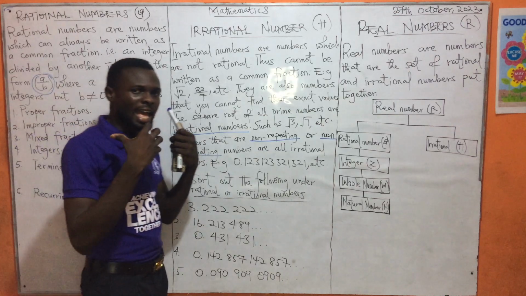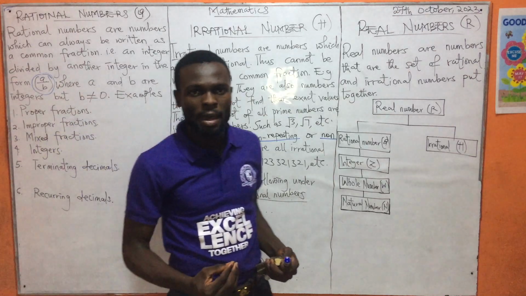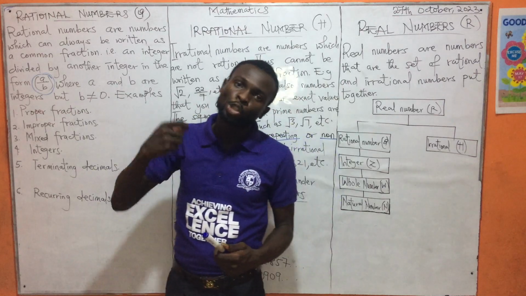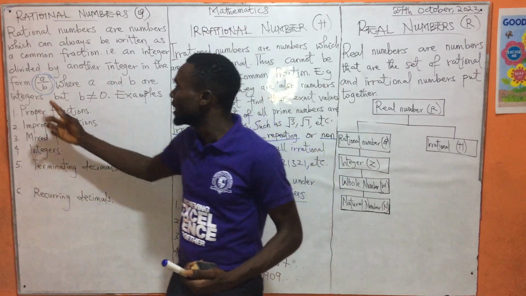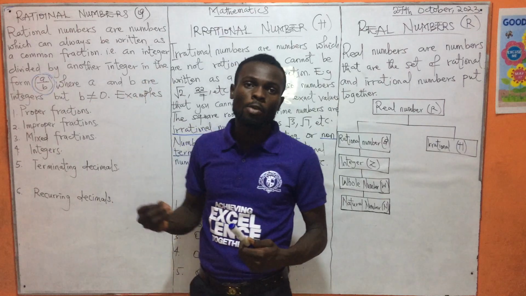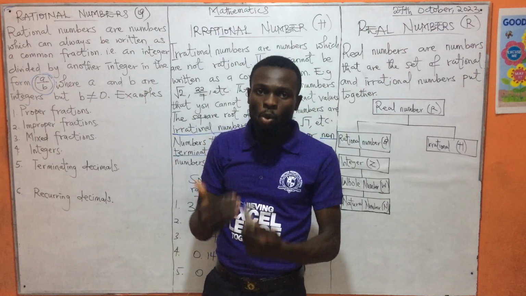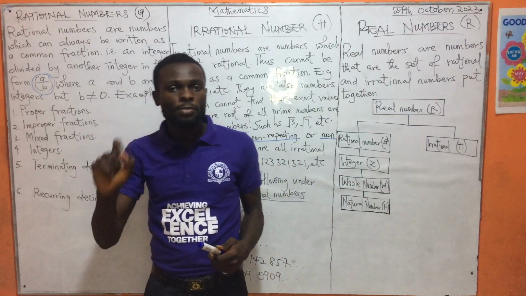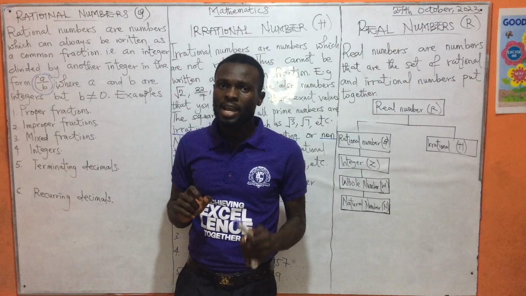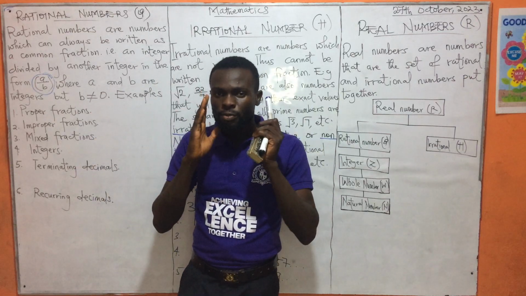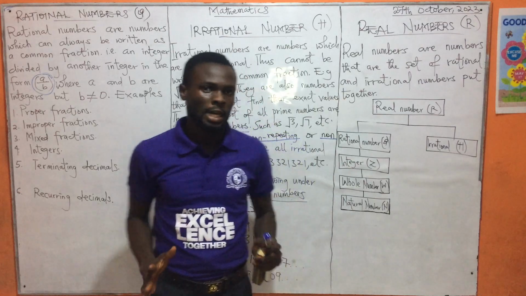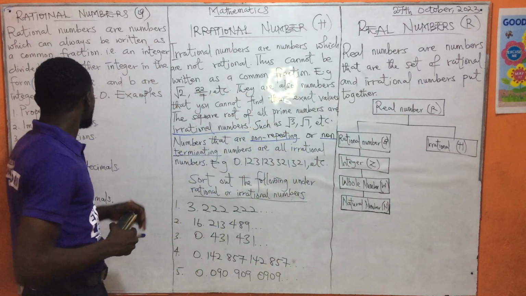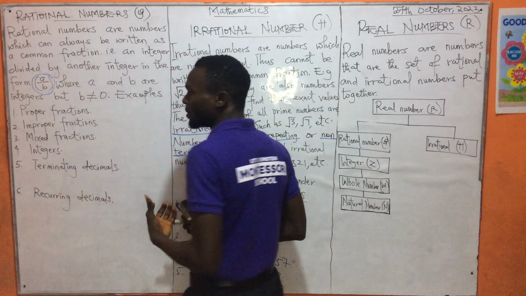So if a number will be a rational number, then that number can be written in a what? In the form of a fraction, that is a over b. Once that number can be written as a common fraction, then that number is a rational number. Good. Now let's look at some examples of rational numbers.